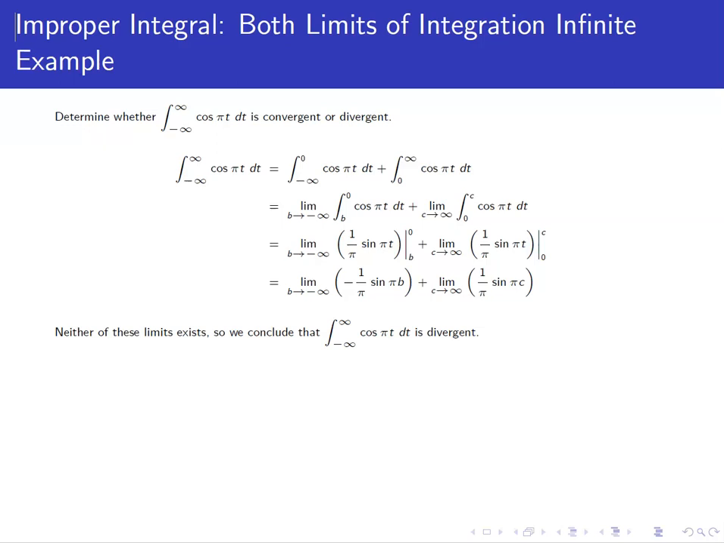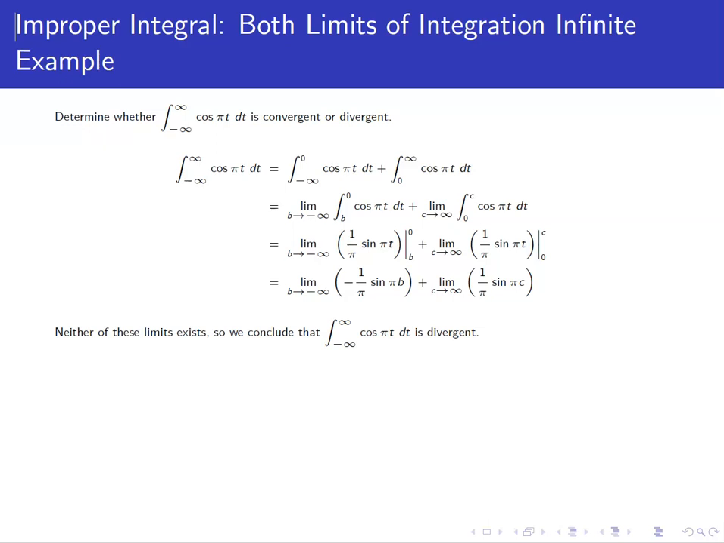In this video, we're going to look at an example of an improper integral where both limits of integration are infinite. So we're being asked to determine whether or not the integral from negative infinity to infinity of cosine of pi t dt is convergent or divergent. Since we have two bad limits of integration, if you will, we need to split this into two integrals at some intermediate point, and then handle two separate improper integrals.